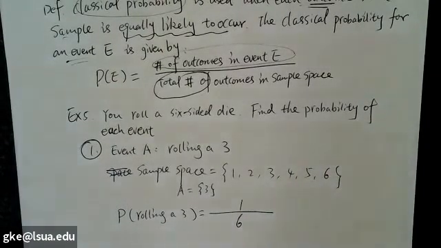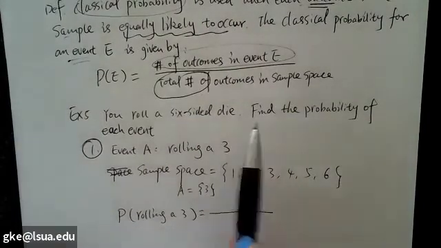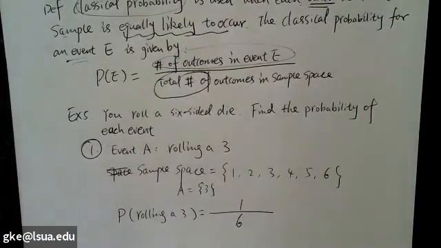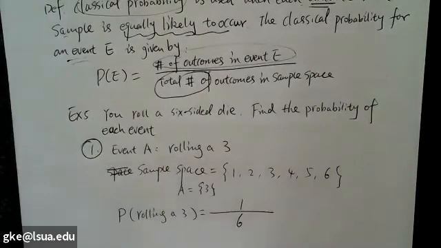So you need to know the outcomes in the event, that means the specific event here, and you need to know the total number of outcomes in the sample space. That means you need to list the whole sample space and count how many possible ways. So here is 6. And for event A, it's only 3, so here's 1 number.